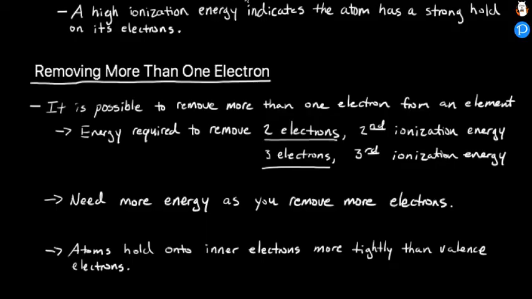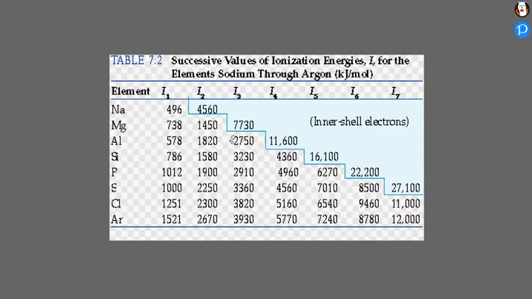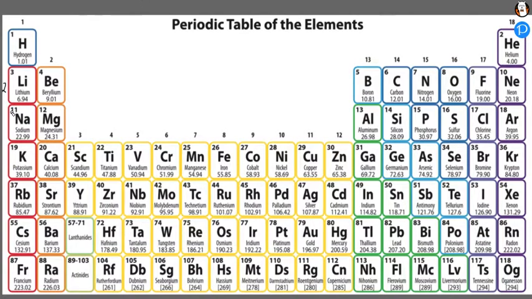Now, another thing. Going back to where we've got second and third and fourth ionization energies, let's come over to this table here and look at the elements in period 3. So let's come back over here, period 3, going from sodium to argon, looking at just these elements here.